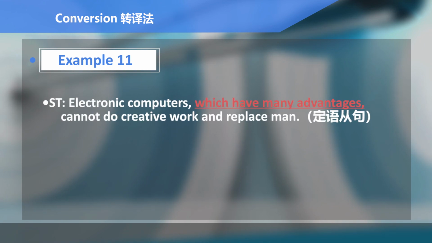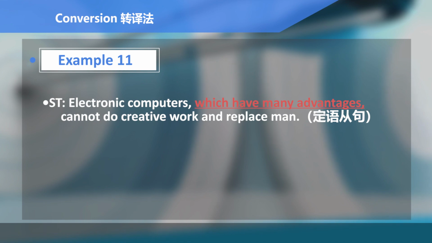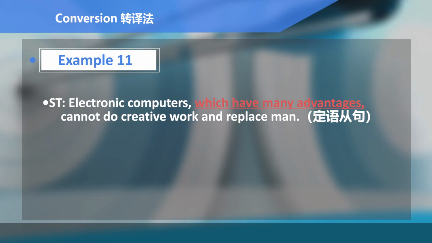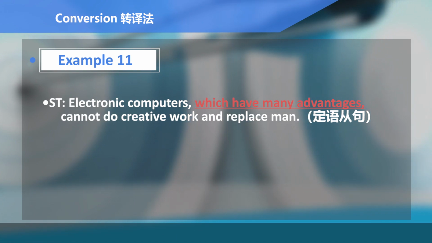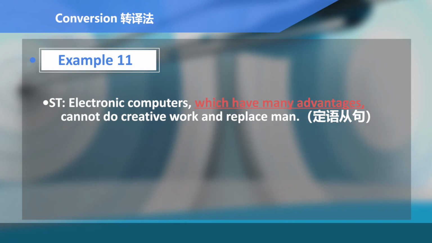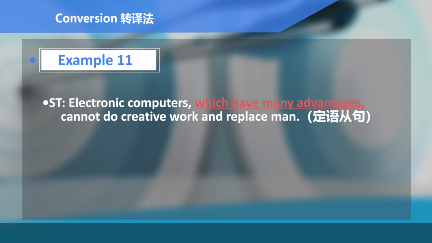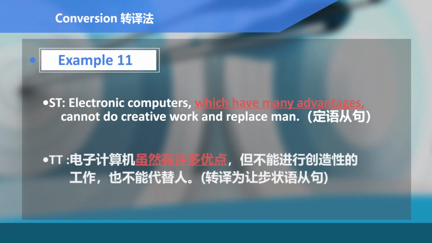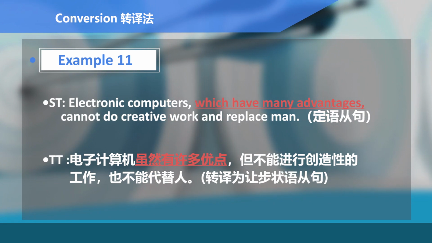Now let's see example 11. Example 11 is an example to indicate that the attributive clause, which have many advantages in the source text, is changed by the translation method of conversion into the adverbial clause of concession. 虽然有许多优点，但 in the Chinese target text.